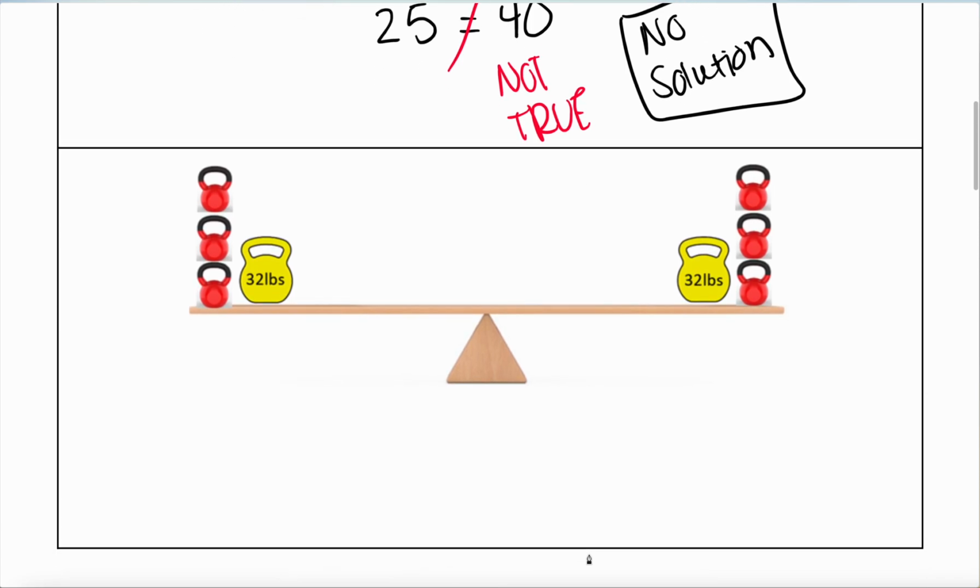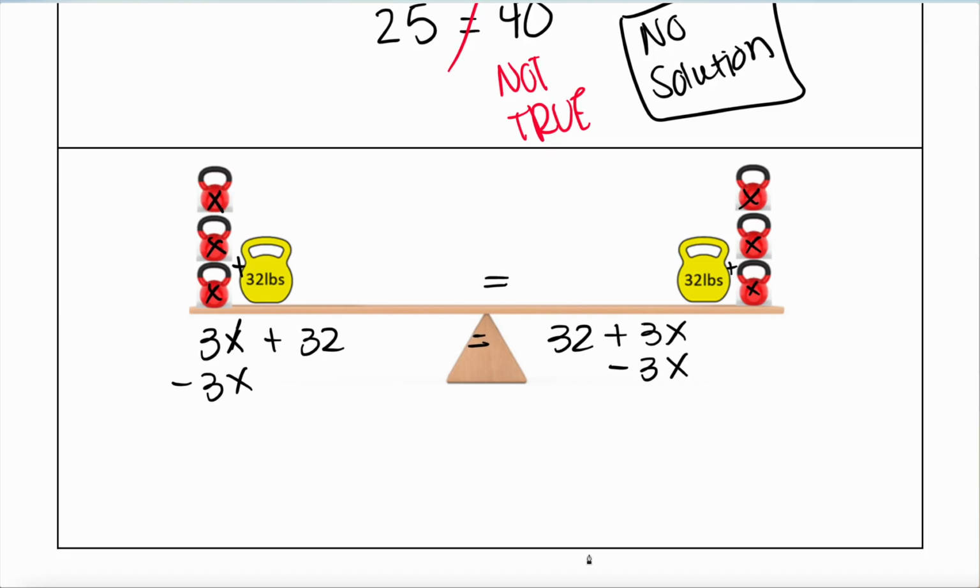Moving on to our third example. Just like before, I'm going to mark up my picture, making my unknowns into x's and making a picture equation. And then I'm going to write it out as 3x plus 32 is equal to 32 plus 3x. I'm going to isolate my variables onto one side, so I'm going to subtract 3x from both sides. And just like the one before, our x's cancel out.